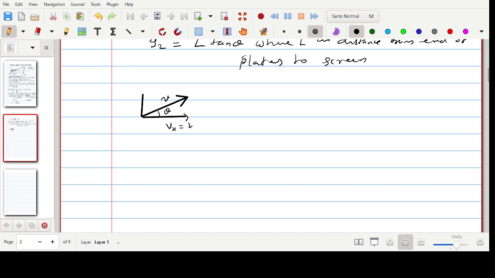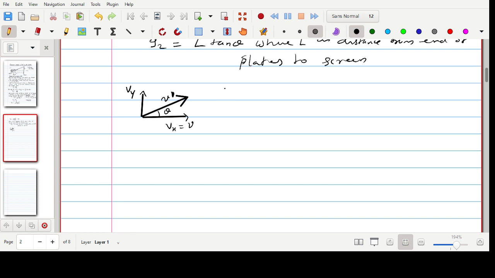vx is same as, sorry, this is not v, I am taking it as v prime, velocity with which it is ejecting out of the plate. That is, I have taken it as v prime, and the horizontal velocity will be same as the velocity with which it is ejecting out of the last anode. Since there is no force along the horizontal direction, horizontal velocity remains constant. This velocity I am taking it as Vy.